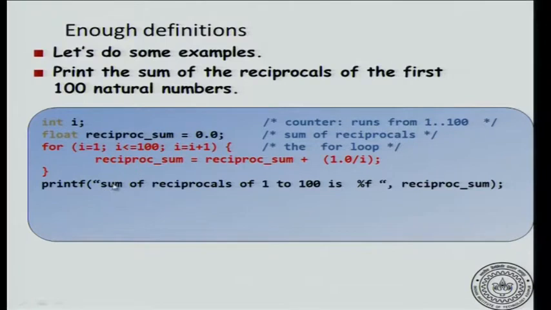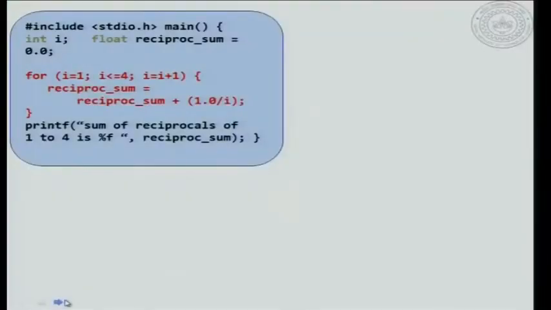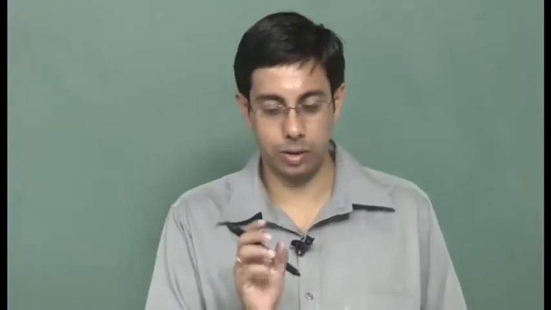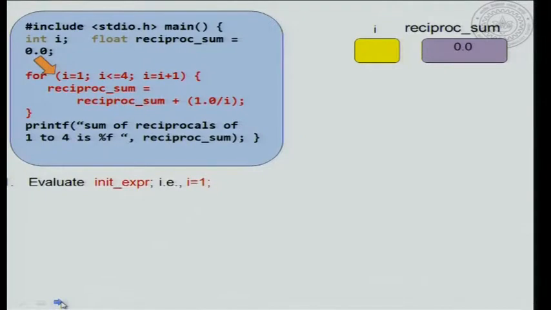So you will see that when you exit out of the loop, the reciprocal sum will be the sum of reciprocals of numbers from 1 to 100. So here is how the for loop functions. Okay. So instead of 100, let's try to execute it on a very small number, to see how this for loop executes. So instead of summing from 1 to 100, let's sum from 1 to 4.